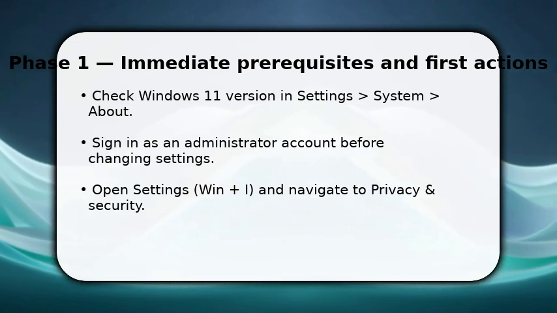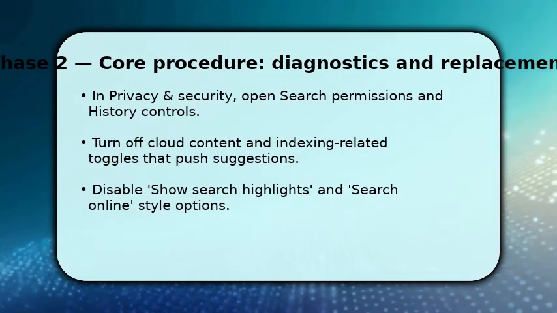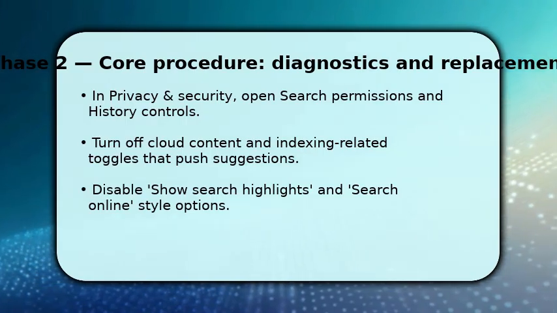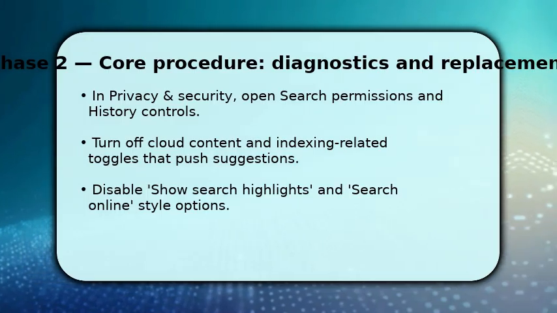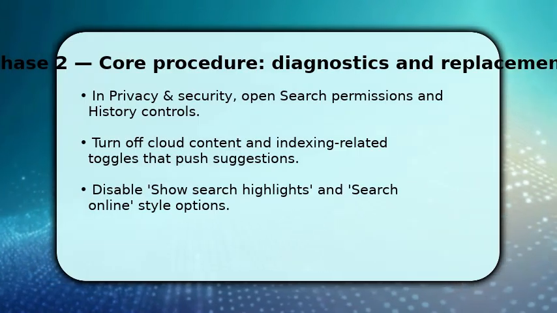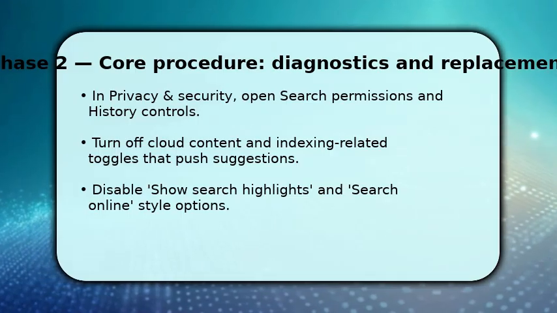Next, you dive into search permissions to turn off data flows that enable ads. First, toggle off cloud content settings and online search results so Windows stops querying Microsoft services for suggestions. Then disable search highlights and any indexing features that surface promoted content. This prevents targeted items from appearing in the search box.